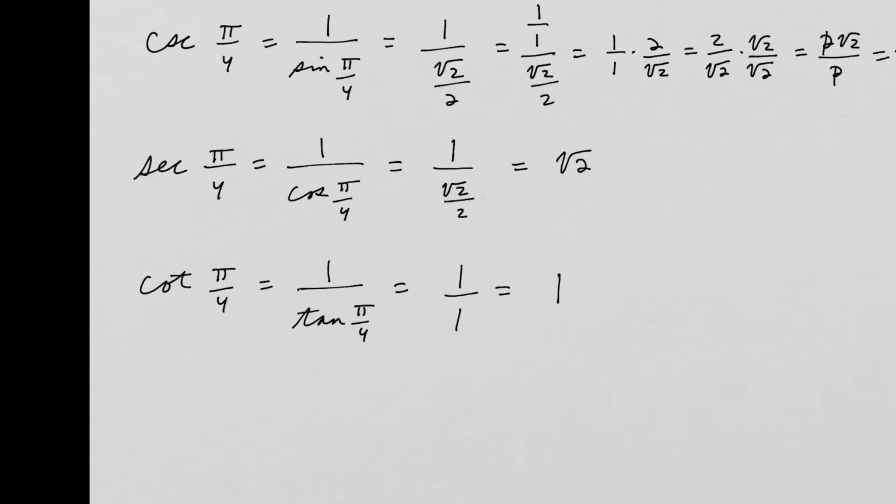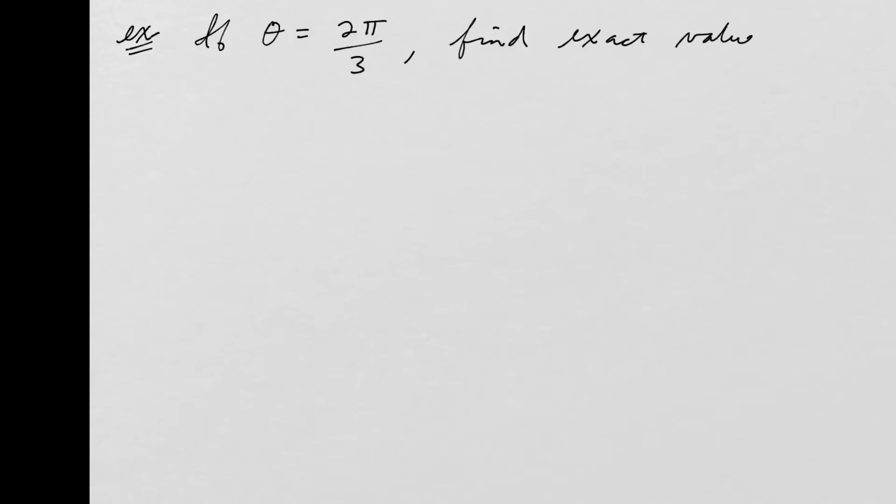Okay, here's another example. Let's say we're given that the angle is 2 pi over 3. So if theta is equal to 2 pi over 3, then we want to find exact values for, I'll just say, all 6 trig functions. Okay, so start by finding sine and cosine, right?